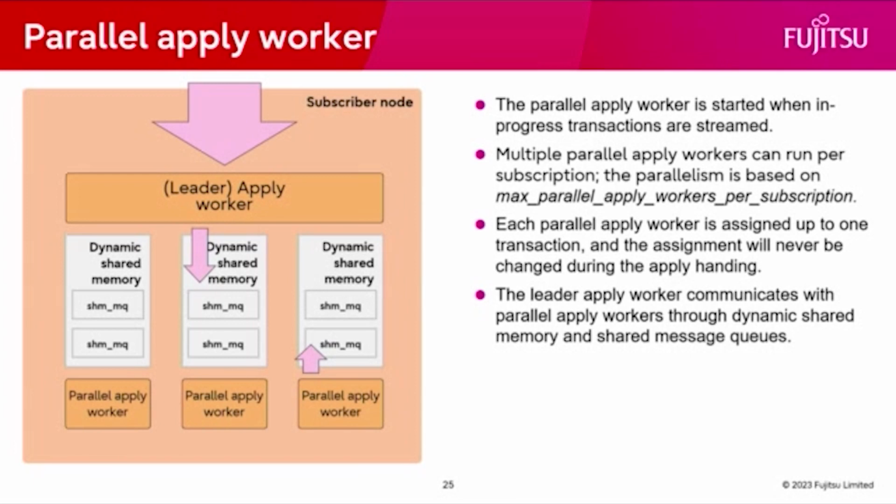Each parallel worker is assigned up to 1 transaction, and this assignment will never be changed during the apply handling. The leader apply worker communicates with parallel workers through the dynamic shared memory and shared message queues. There are 2 queues per apply worker: 1 queue is used for passing replication messages to the parallel worker, while another queue is used for receiving messages from the parallel worker.